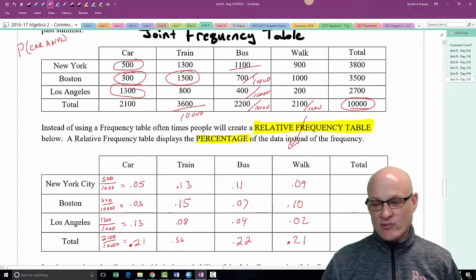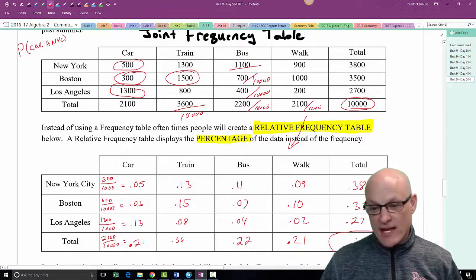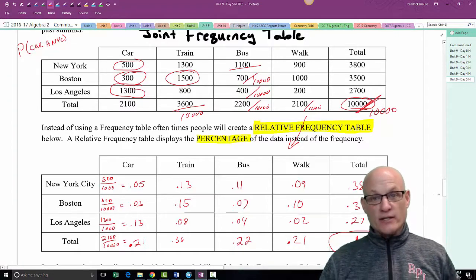Anybody want to guess what they have to add up to? Over here, this is 0.38. 38% of people that were surveyed lived in New York City. 35% of people lived in Boston, and 27% of people that were surveyed lived in Los Angeles. And if you add those up, they have to add up to 1. Because isn't that what 10,000 divided by 10,000 is? 1.